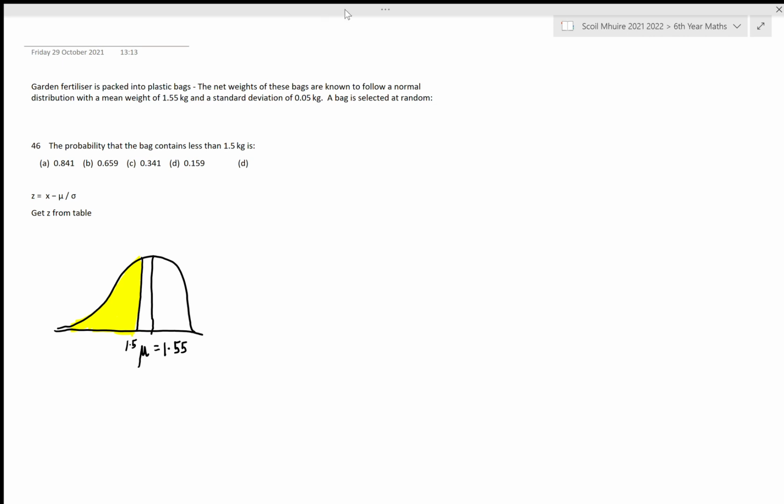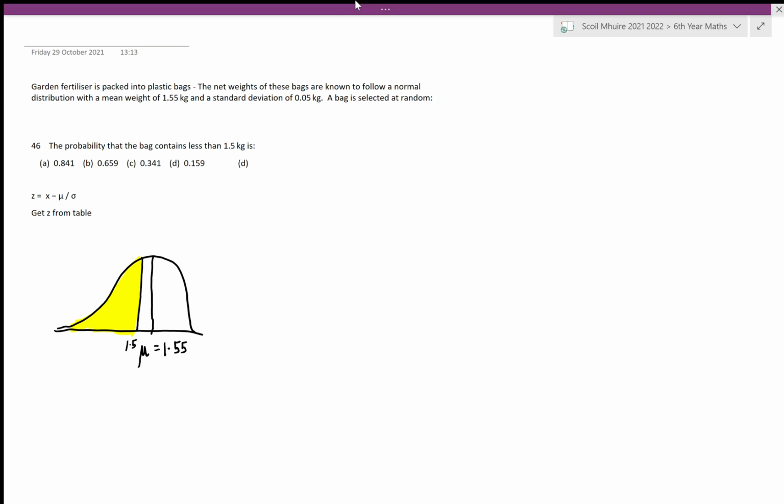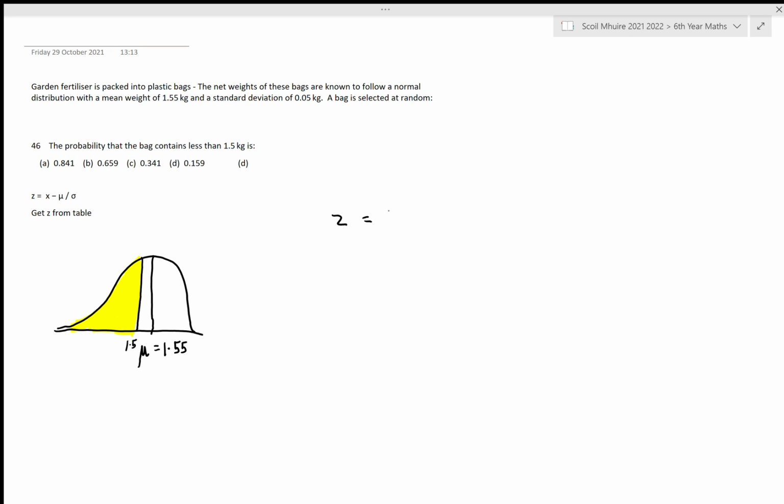All right, so the first thing you need to do with these questions is change the data values that they give you into a Z-score. So your Z-score is just how many standard deviations your data point is from the mean. So to change your values into a Z-score, your Z-score is equal to your data minus your mean, divided by the standard deviation. So in this case, Z is equal to 1.5 minus your mean of 1.55, all divided by your standard deviation, which is 0.05.